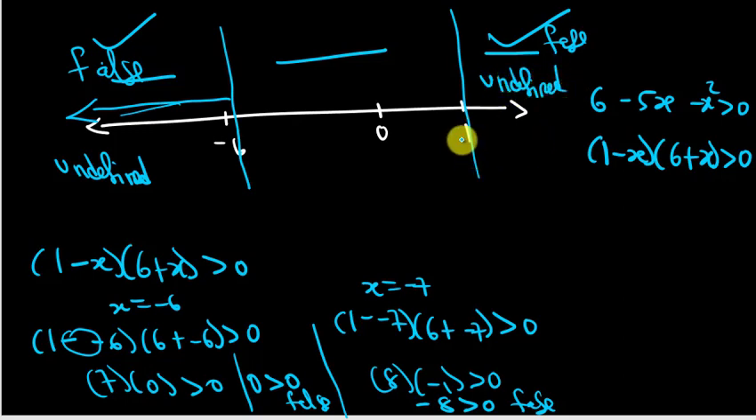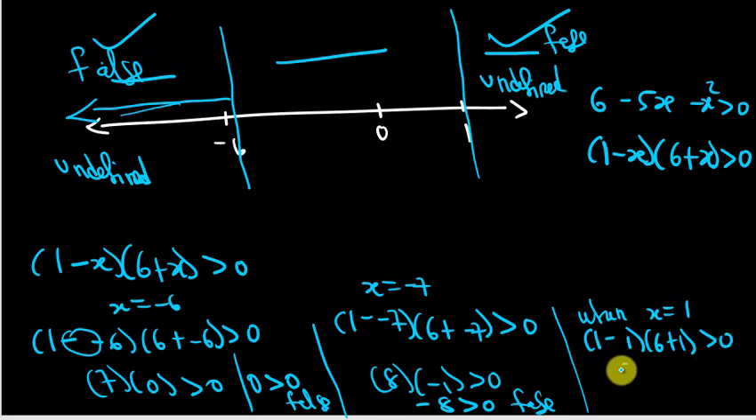You can do the testing when x equals 1. When x equals 1, what is going to happen? Let's use the same factorized expression. We are going to have 1 minus 1 times 6 plus 1, being greater than 0. 1 minus 1 is 0, times 6 plus 1, which is 7. The same thing: we're going to get 0 being greater than 0, and this statement is false. That's why we are saying that all values from 1 up to positive infinity too are going to make the quadratic inequality false or undefined.